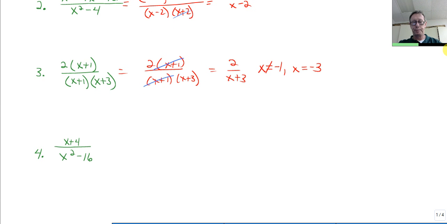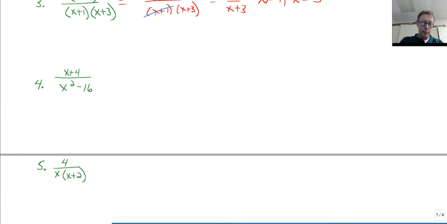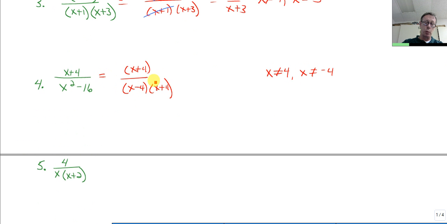Let's move on to the next one. Let's factor this. So what we'll have is x plus 4 over x minus 4, x plus 4. Let's go ahead and specify what would cause the denominator to be 0. That would be x equal to 4, so I can't have that. And I can't have x equal to minus 4. And we can see that once I factored it, these x plus 4s will cancel out, and what I would be left with in simplified form would be 1 over x minus 4.